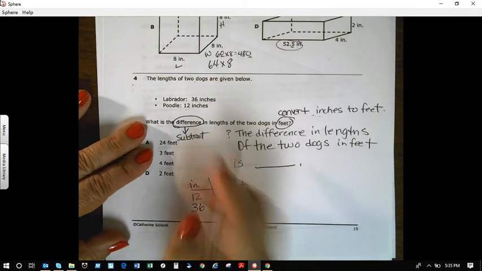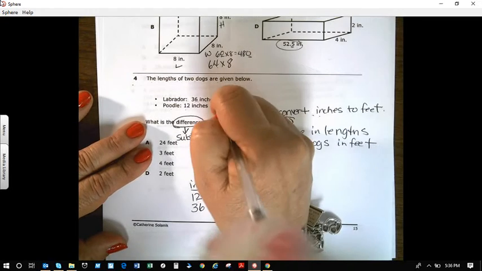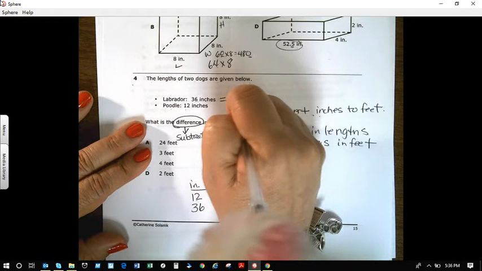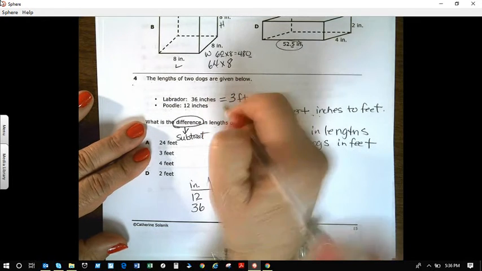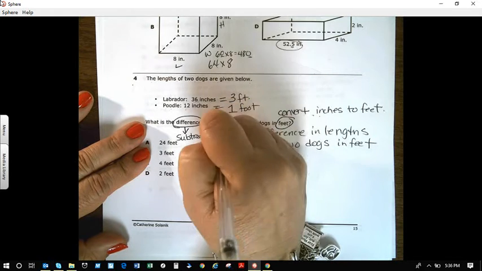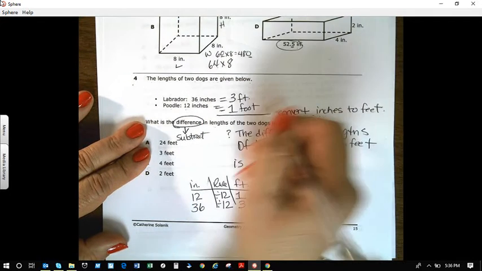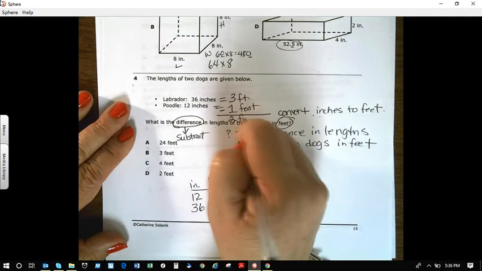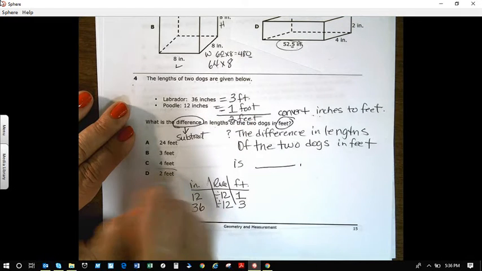Do the same thing here with the 12. So I'm going to mark it over here that this is 3 feet. I did the 12 inches, which is going to be 1 foot. Then I'm going to take the difference and I'm going to subtract that out. And that leaves me with 2 feet. And the answer is D.